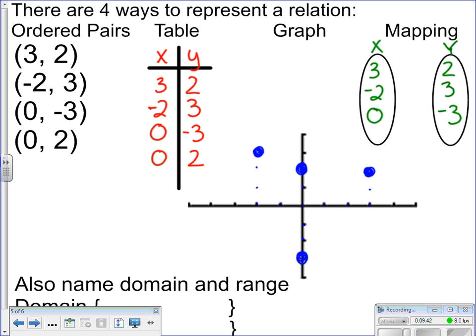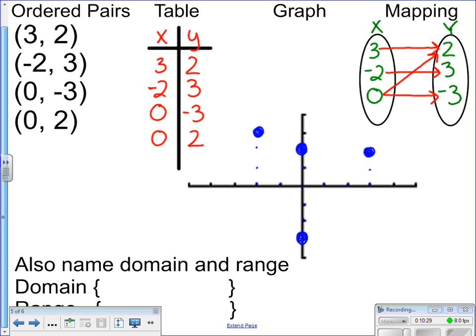Now to tell which ones match up with each, we draw arrows. So 3 is paired up with 2, so I draw an arrow from 3 to 2. -2 goes with 3, so I draw an arrow. And 0 goes with -3, so I draw an arrow. And then finally, 0 also is paired up with 2, so I draw a second arrow from the 0 up towards 2. And that's how you make a mapping. You don't repeat the numbers, and you draw arrows. Now, if I give you any one of these 4, you should be able to write the other 3.